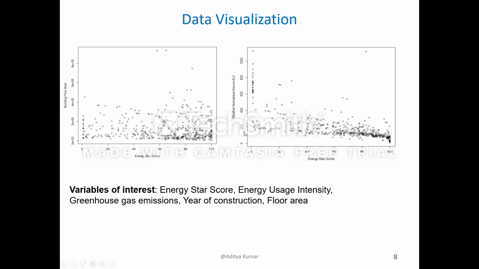So this was a demonstration of the data we are using in this project. The variables of interest, as I had shown in the earlier slides: there were several variables available in the file, but the ones we are most interested in are the energy star score, which is a measure of the energy efficiency of the building, the energy usage intensity, which is the energy consumed in the building per unit area, the equivalent greenhouse gas emissions corresponding to the energy consumed in the building, the year of construction of the building, and the floor area.